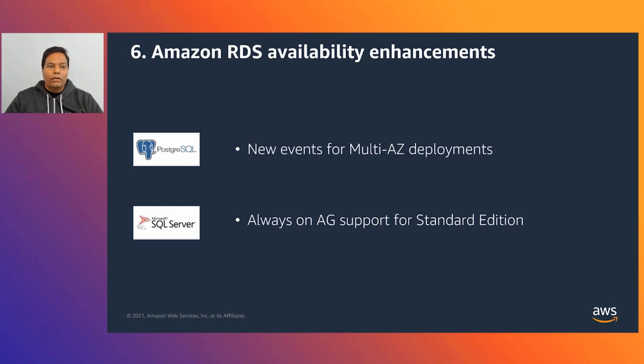Starting in 2021, we also support Always On availability groups for multi-AZ configurations for RDS SQL Server on Standard Edition. Earlier, you either had to use Enterprise Edition for availability group support, or if you used Standard Edition, we would use database mirroring in the backend. So if you're using Standard Edition now, you can take advantage of Always On availability groups.